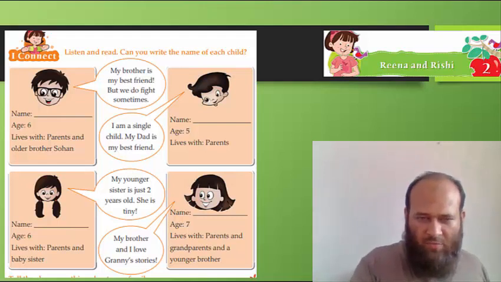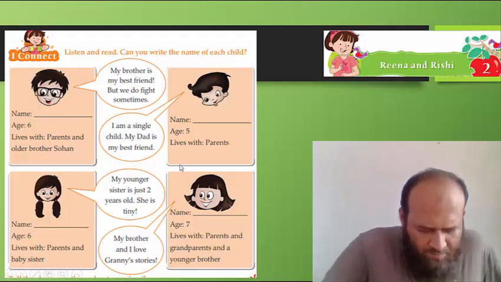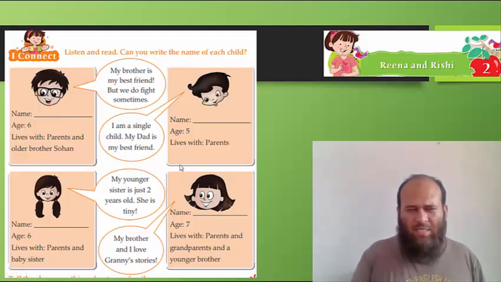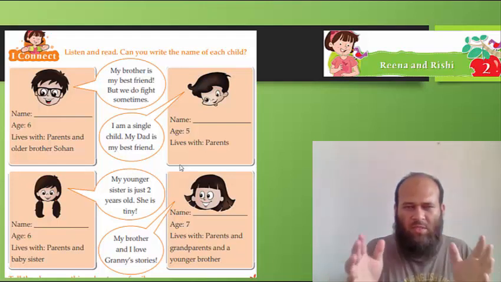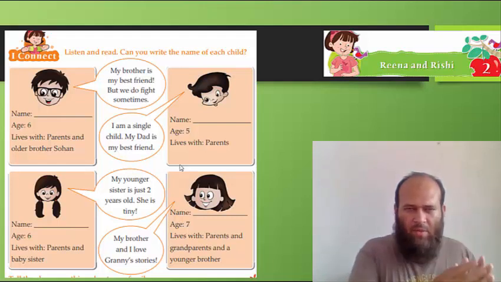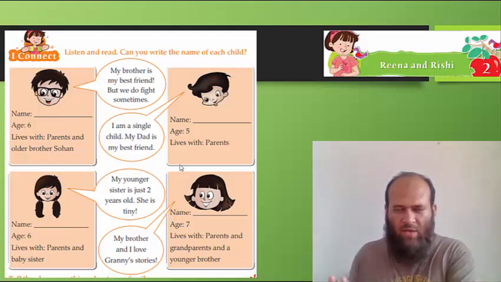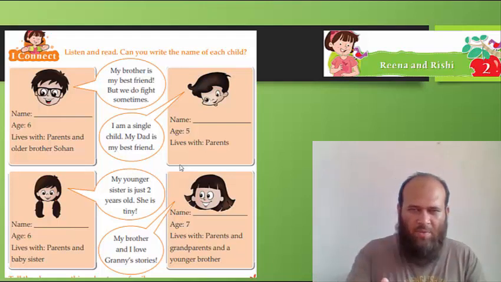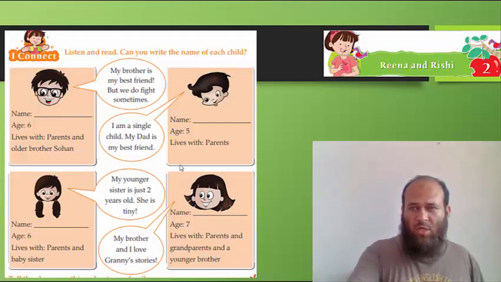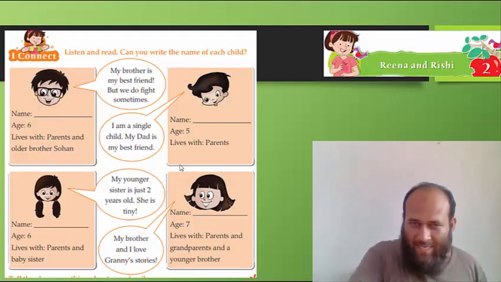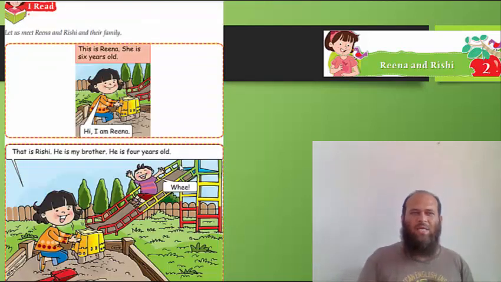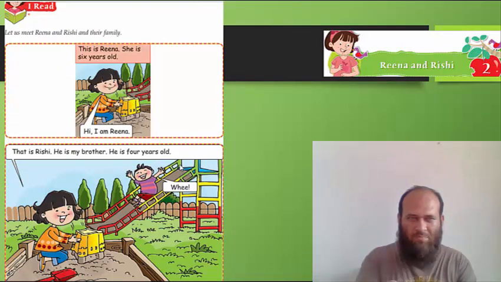Now here you have to write the names of these kids. So through this exercise, we understood that we are talking about families, brothers, sisters, father, mother, grandparents. In this chapter 2, we are going to talk about a brother and a sister. Their names are Reena and Rishi. So let's go and meet them.